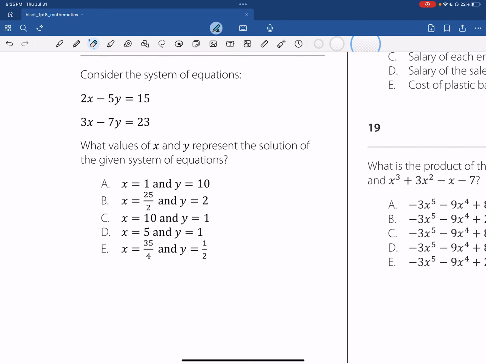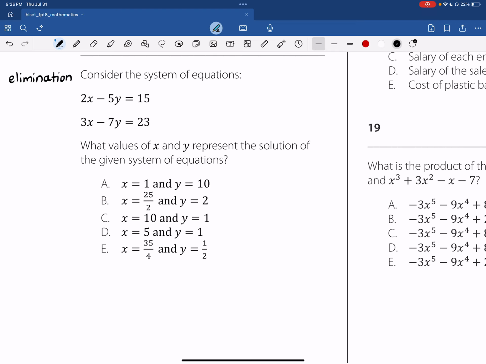Number 16. Consider the system of equations. What values of x and y represent the solution of the given system of equations? Now, you could definitely plug the values in and see which ones work. You could solve one equation for x and plug it into the other, or for y and plug it into the other. But I'm going to use the elimination method on this one because I think that would be the easiest way for me. You can do it however you want.